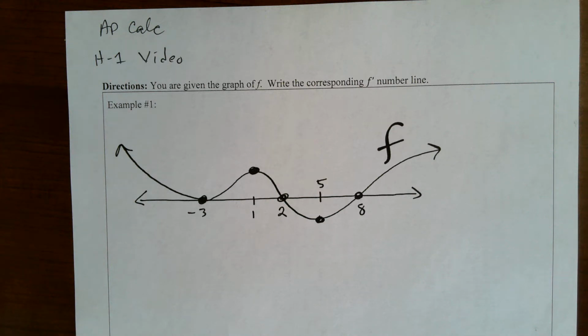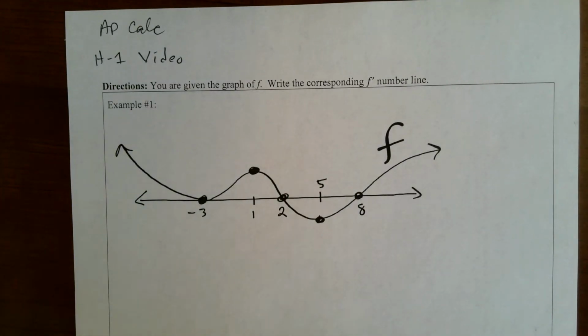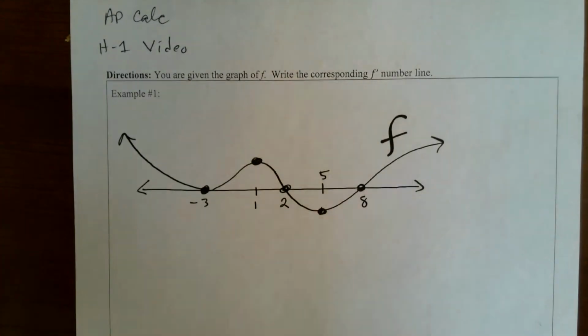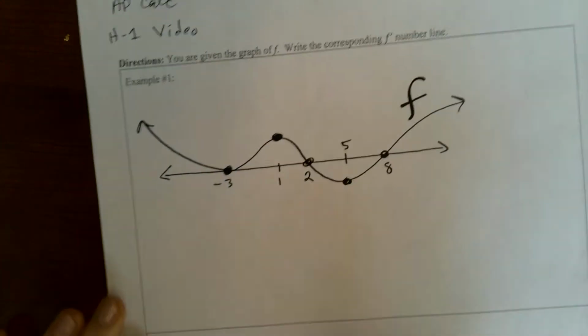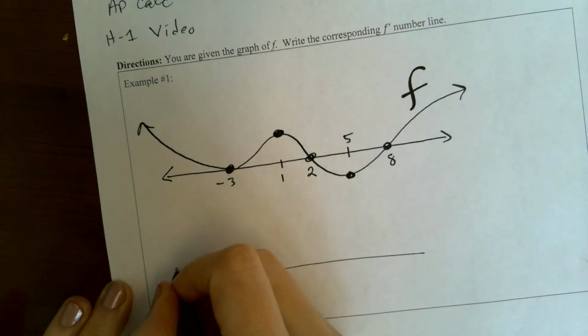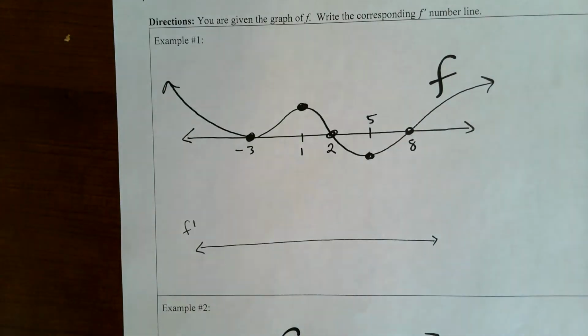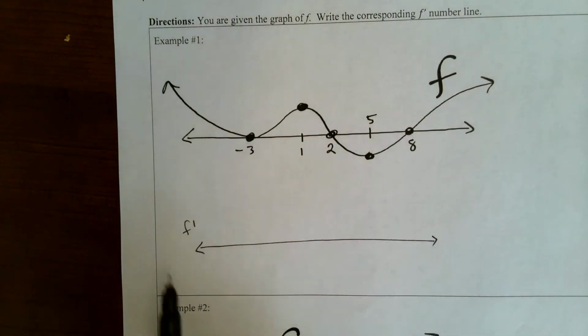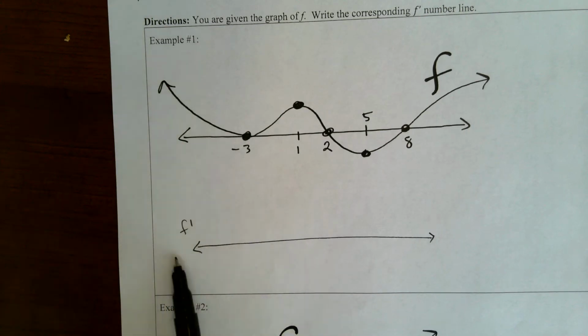Okay, so here's H1's video. The directions are: you are given the graph of f, write the corresponding f prime number line. Okay, so this is the graph of f, and what we're going to do is this. First we're going to draw a number line, and then we're going to put an f prime on that number line. This number line talks about the values of f prime.